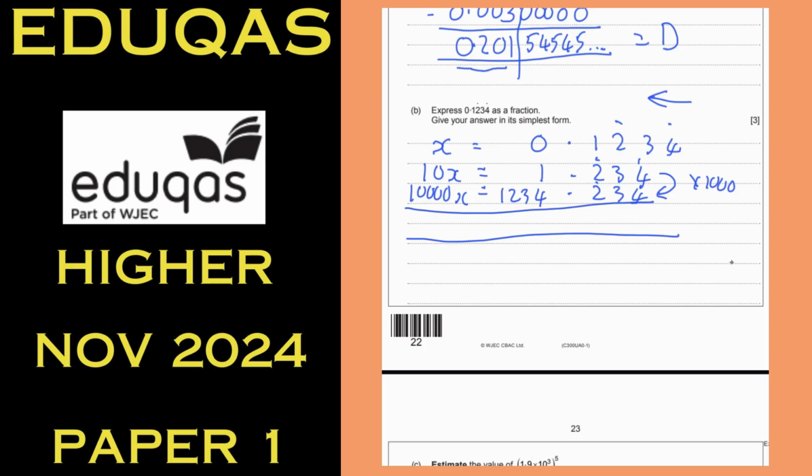Now you can do a giant takeaway because everything that follows the decimal point will cancel out and disappear. That means it's all gone. You've only got to worry about 1,234 minus 1. You've then got to do 10,000x take away 10x, which is 9,990x. Unfortunately, it wants this in the simplest form, so you can't just leave your answer as 1233 over 9990.